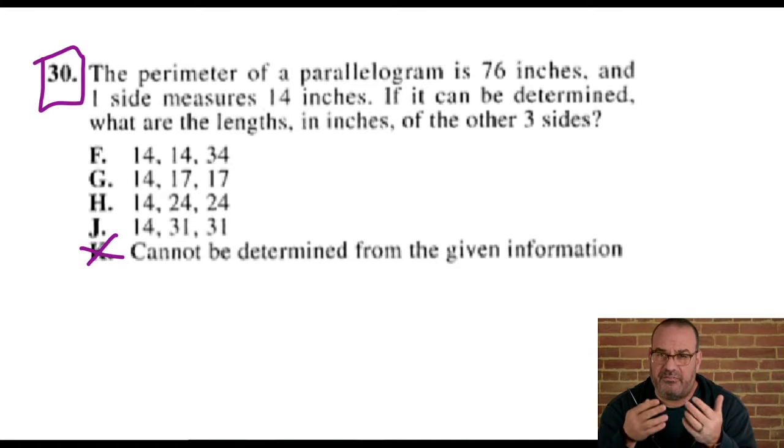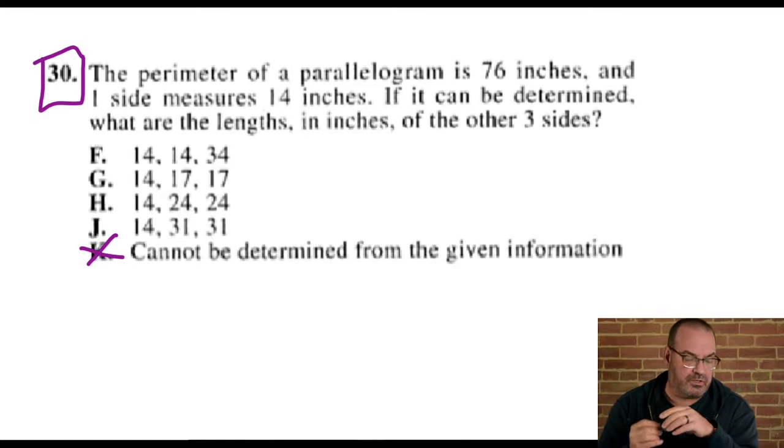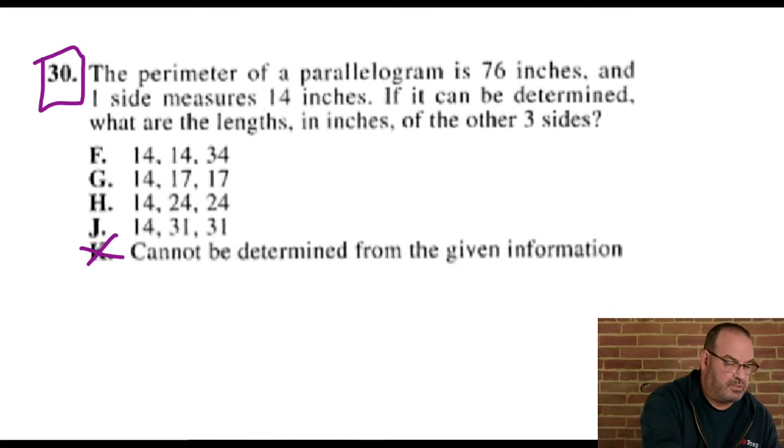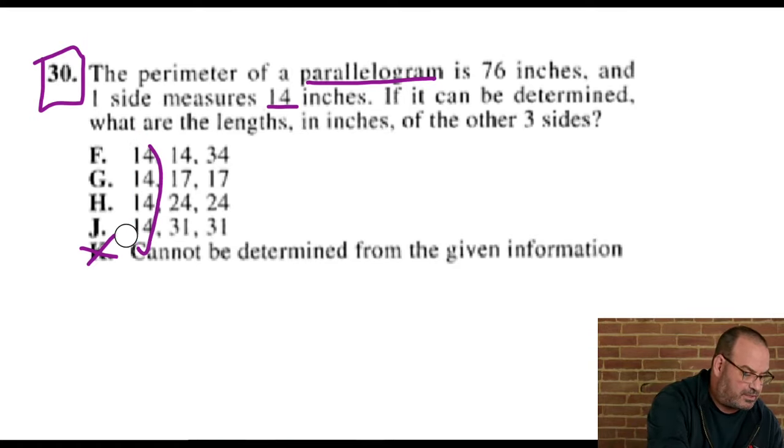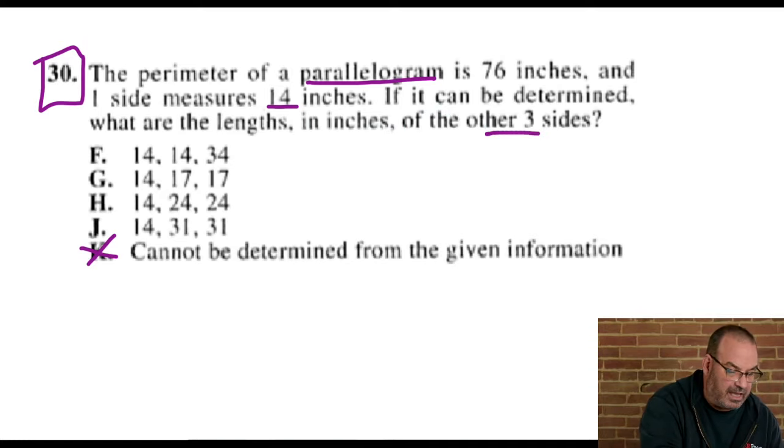I have never ever seen it be right, because a weak student could just say, meh, I don't know, and it can't be determined, where a strong student will determine it. So it's a parallelogram, so it has to have another side of 14. Notice 14 is an answer in all of these other questions. It can't have 3 sides of 14 if it can be determined what are the lengths of the other 3 sides. So it has to be 14 and something else.